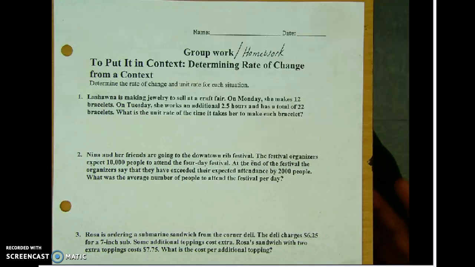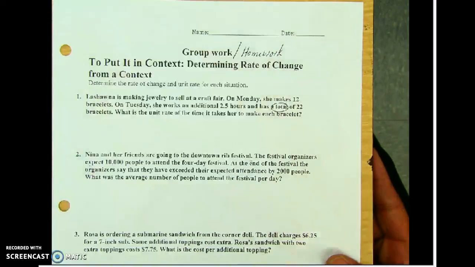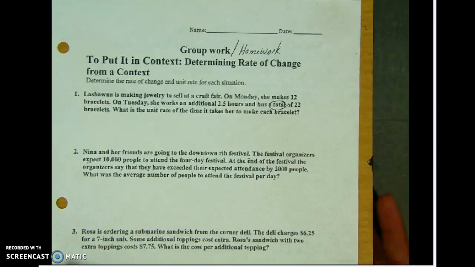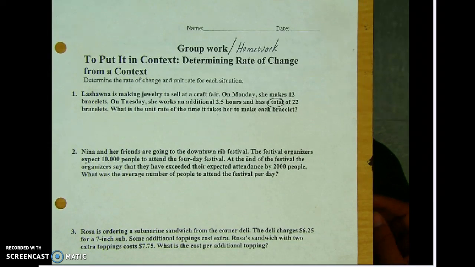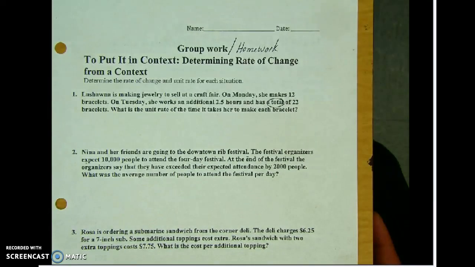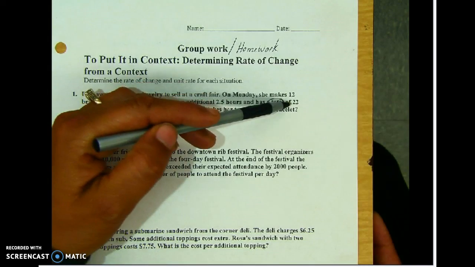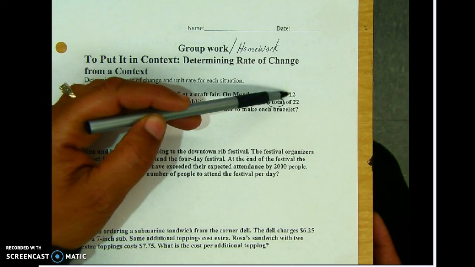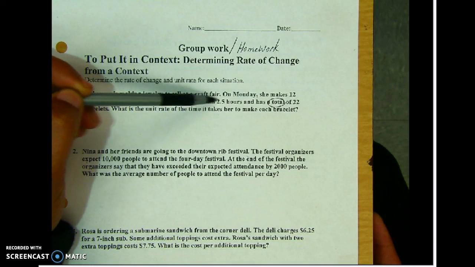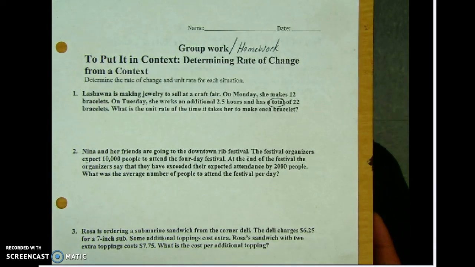Okay, the key word here is she has a total of 22. She has a total of 22 bracelets, which means that is added to the 12. I'm sorry, the 22 is the 12 that she made plus the bracelets from the 2.5 hours that she worked, added together.